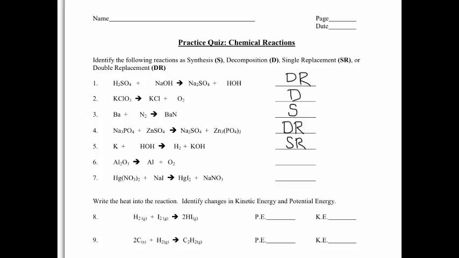On to the next one, where it started with one reactant and ended up with multiple products. So that decomposed, that's decomposition. And then our last one here, we have mercury with nitrate and sodium with iodine. And now mercury is with iodine and sodium is with nitrate. So they've actually switched partners from one side to the other. So that's another example of double replacement.